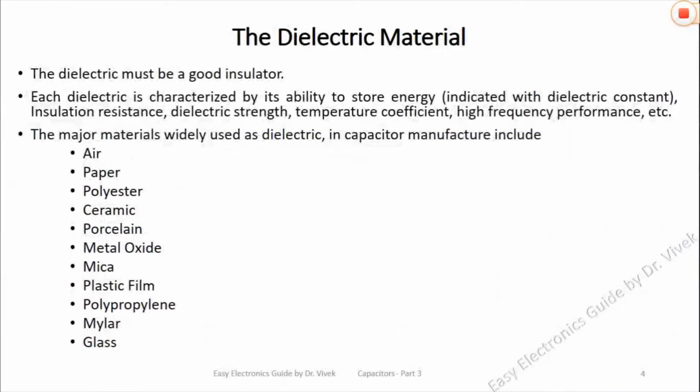The dielectric must be a good insulator. Each dielectric is characterized by its dielectric constant, insulation resistance, dielectric strength, temperature coefficient, high frequency performance, etc. The major dielectric materials are air, paper, polyester, ceramic, porcelain, metal oxides, mica, plastic film, polypropylene, mylar, and glass.